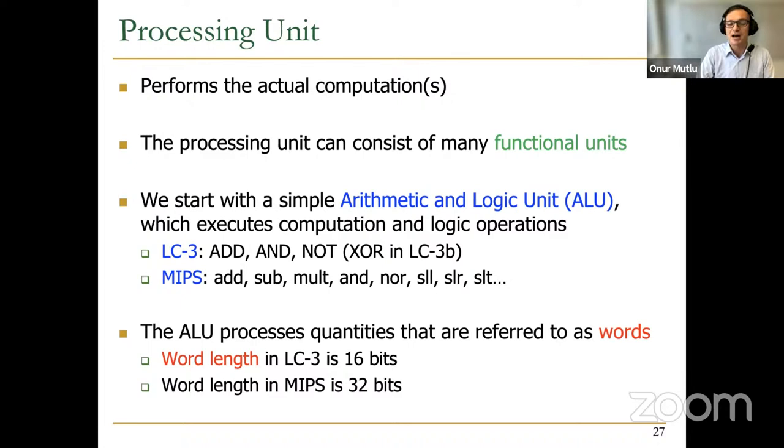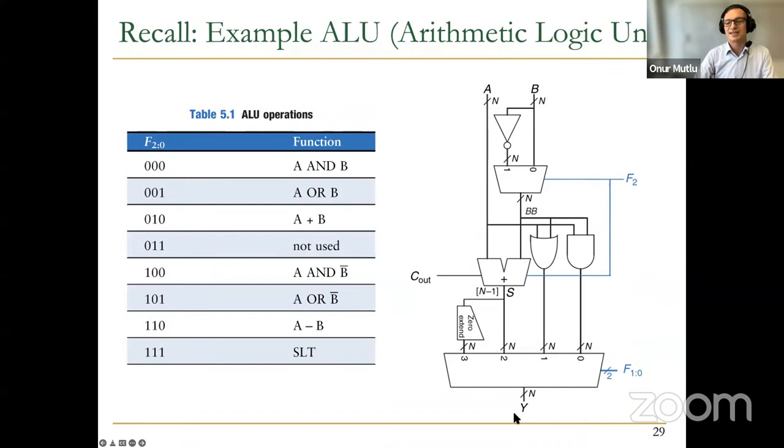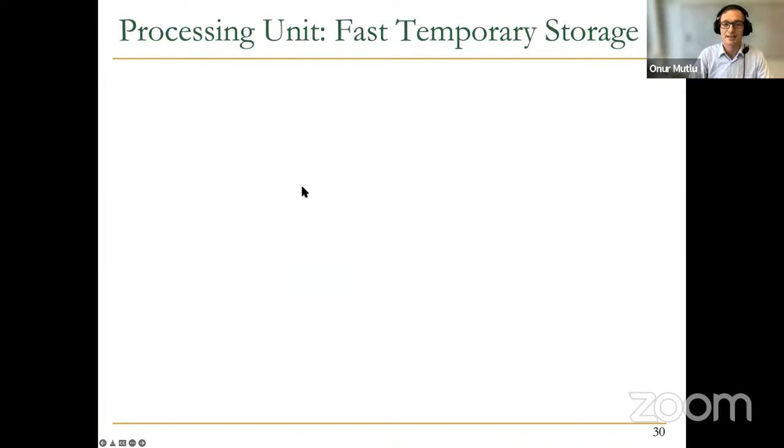Recall that this was one example ALU we saw when we talked about the combinational logic lectures. This was a very simple ALU, somewhat a MIPS ALU. It contains some of the functionalities of MIPS, as you can see over here. And again, this is the internal implementation of the ALU using combinational logic. We've seen this before, and you can read chapter 5 of Harris and Harris to see more detail about this.